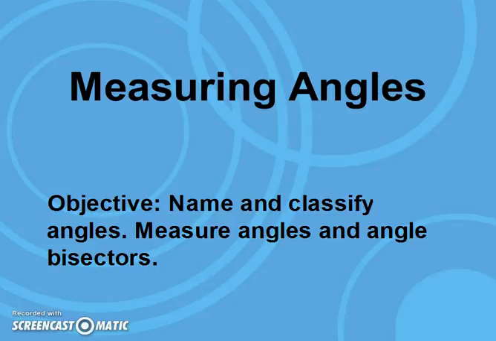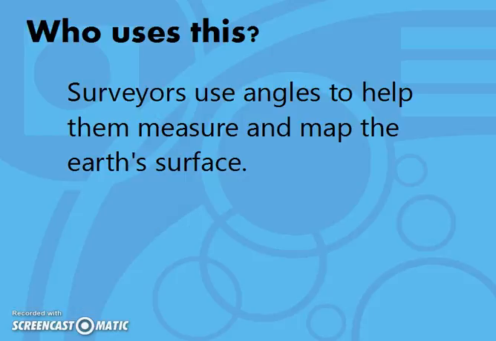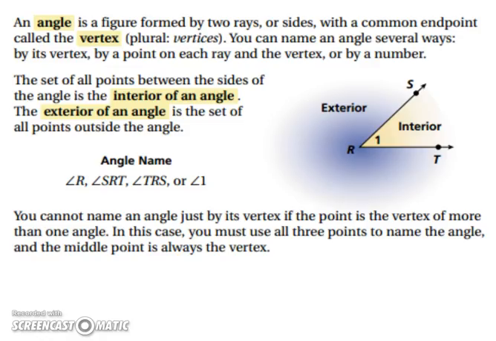Measuring angles. Our objectives are to name and classify angles as well as measure angles and angle bisectors. Who uses this? Surveyors use angles to help them measure and map the Earth's surface. Let's look at what an angle is.